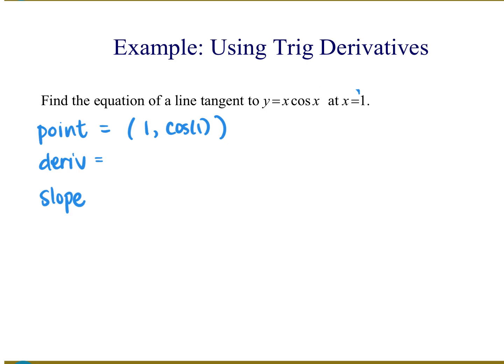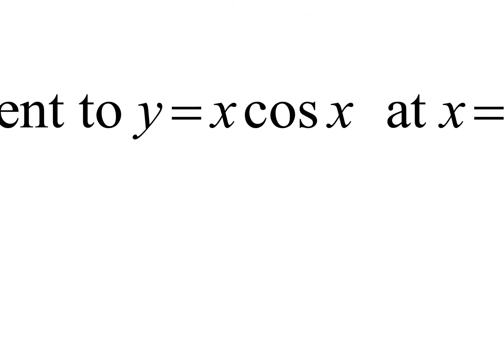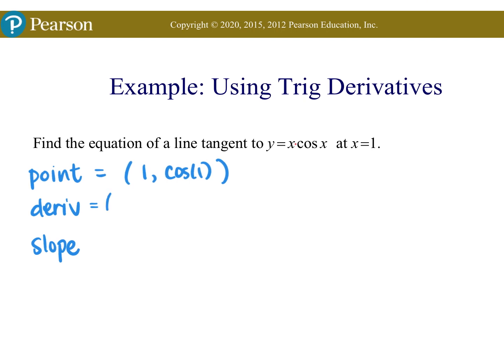How are x and cosine of x related to each other? Yeah, what do we understand is between them? A multiplication symbol. We understand that this is x times cosine x, and because it is multiplication, we are going to need a product rule. And so we will need a product rule to find the derivative.